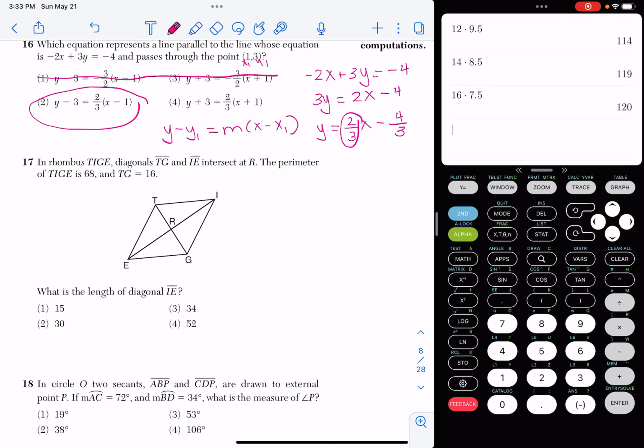17. In rhombus TIGE, the diagonals intersect at R. The perimeter is 68. Okay, well, if the perimeter is 68 and all sides are equal, that tells me that every side is 17.